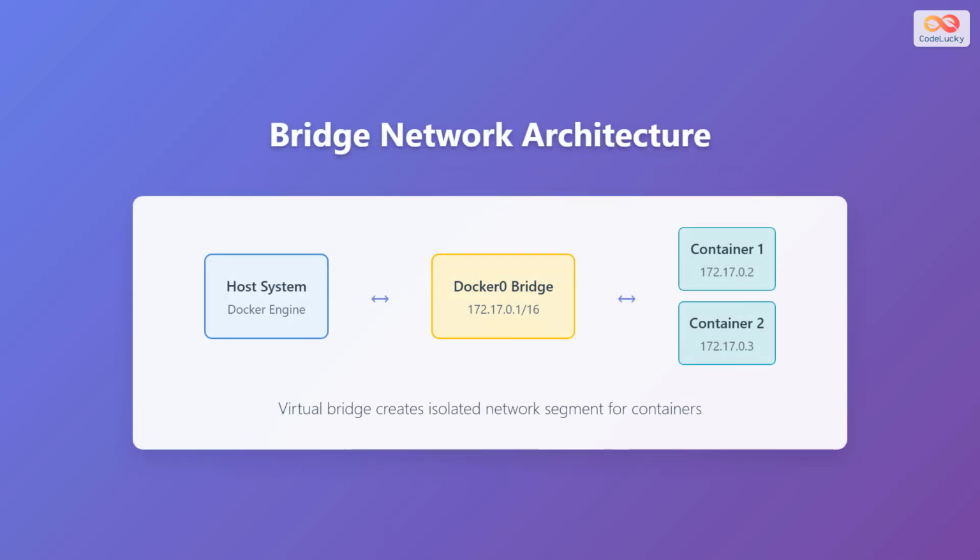Let's understand the architecture of the bridge network. You have a host system running the Docker engine. The Docker engine is connected to a docker0 bridge, which has an IP address in the range of 172.17.0.1/16. This docker0 bridge is connected to containers. For example, container 1 with an IP address of 172.17.0.2, and container 2 with an IP address of 172.17.0.3. In essence, the virtual bridge creates an isolated network segment for containers.